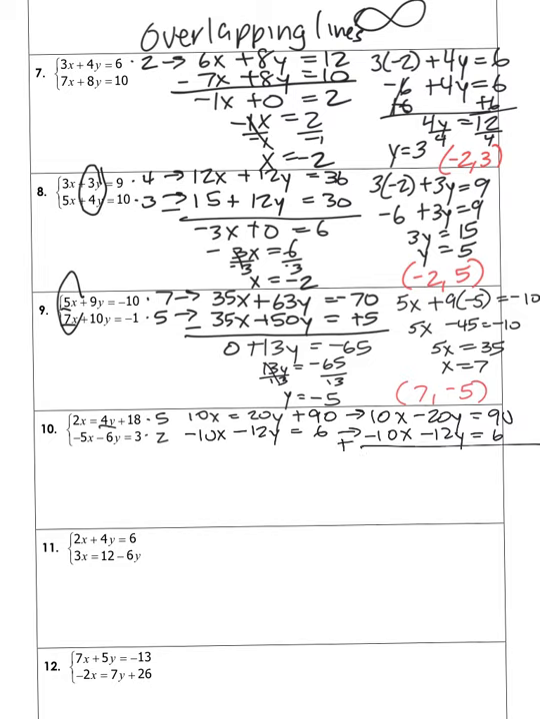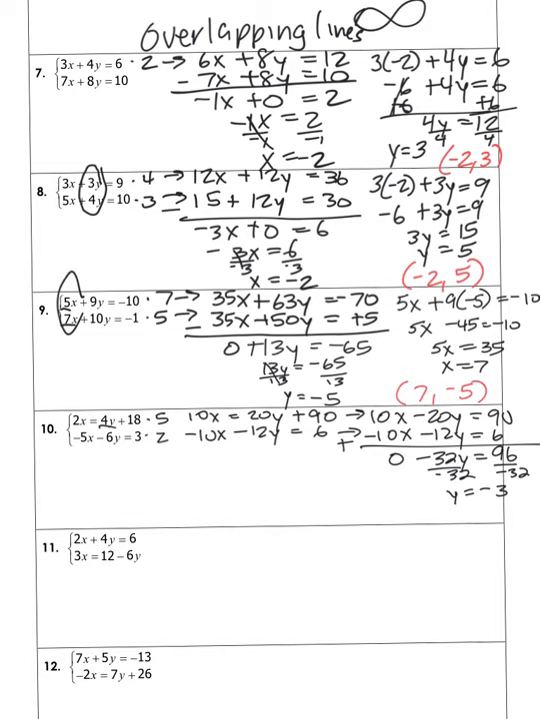I'm going to add these two equations together since my x terms already have opposite signs. Negative 20y plus negative 12y is negative 32y. And 90 plus 6 is 96. Divide by negative 32 on both sides, and y equals negative 3.